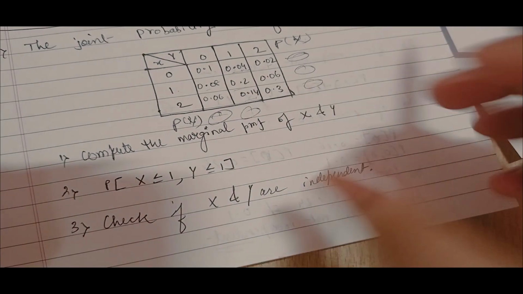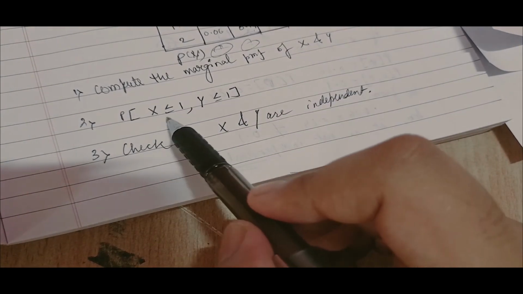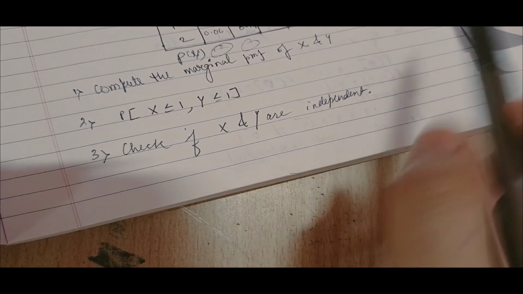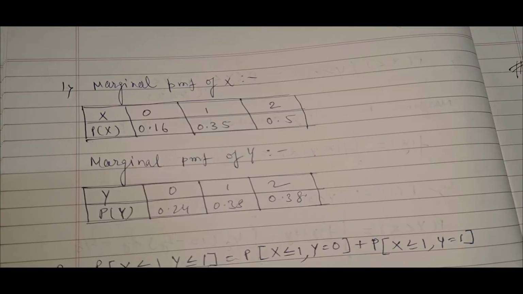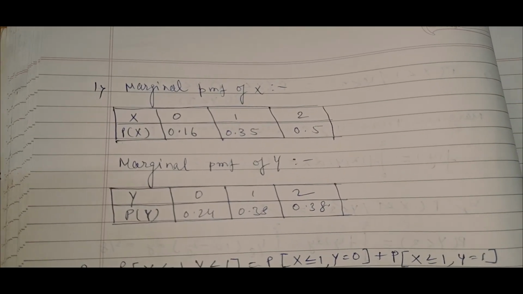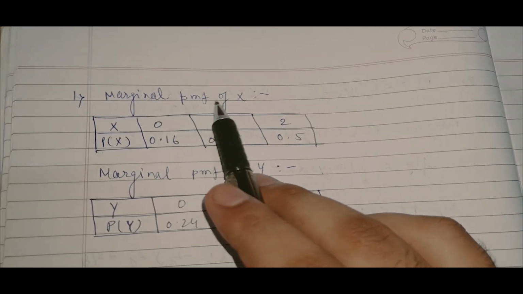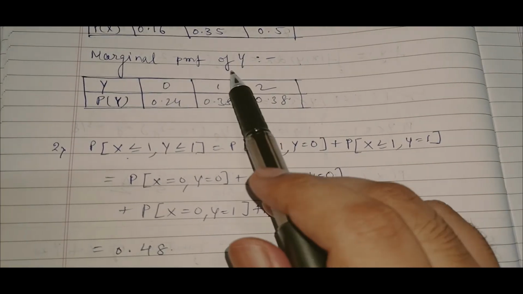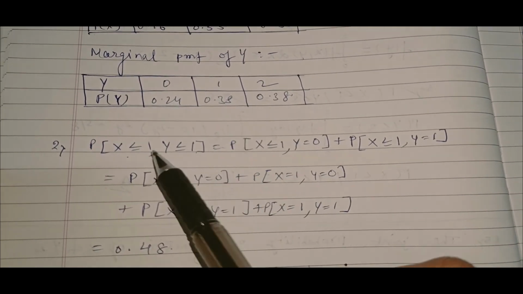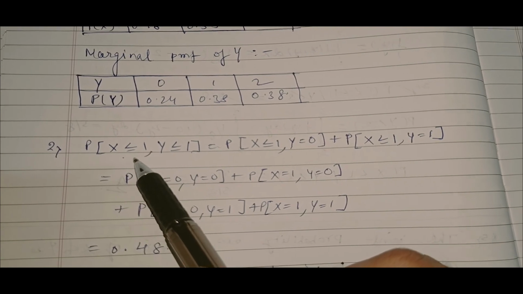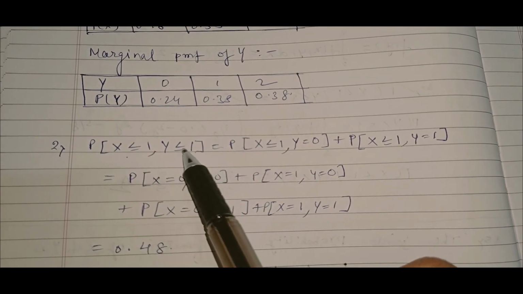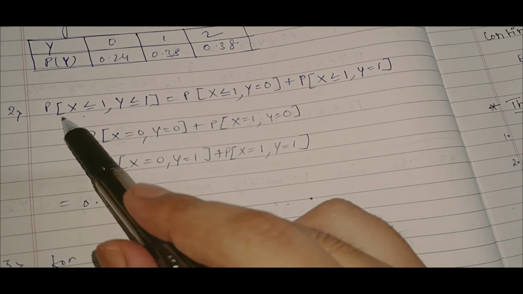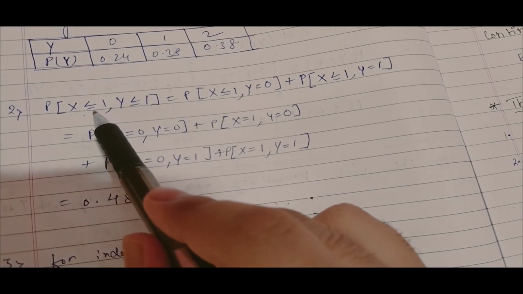And similarly, the second question is P(x less than or equal to 1 and y less than or equal to 1), and check if x and y are independent. So I told you how we found the marginal PMF of x, and that addition would give this, and the marginal PMF of y, that would give this. So now we have the problem P(x less than or equal to 1 and y less than or equal to 1). So just fix 1. Let us fix y less than or equal to 1.